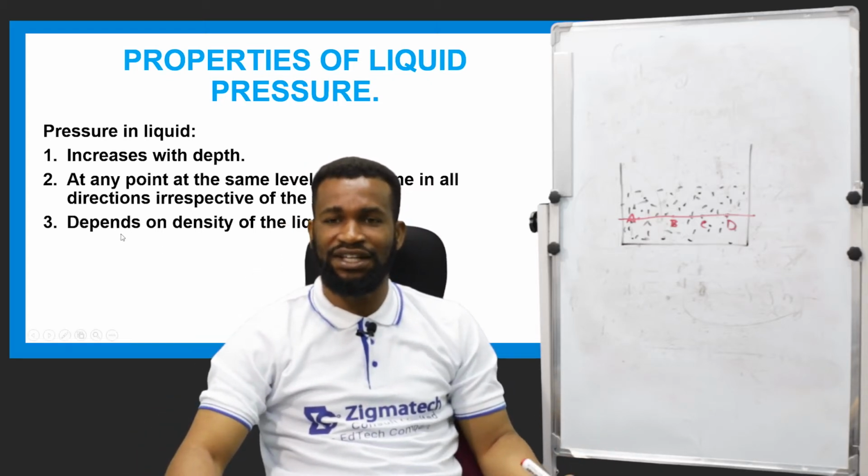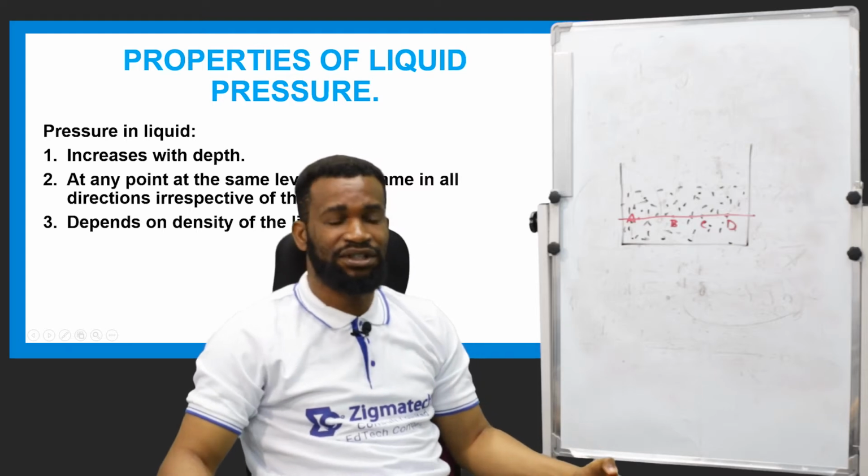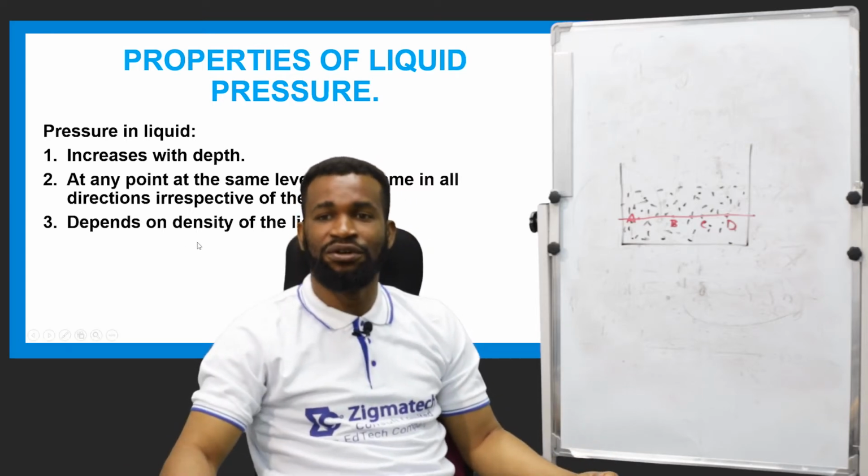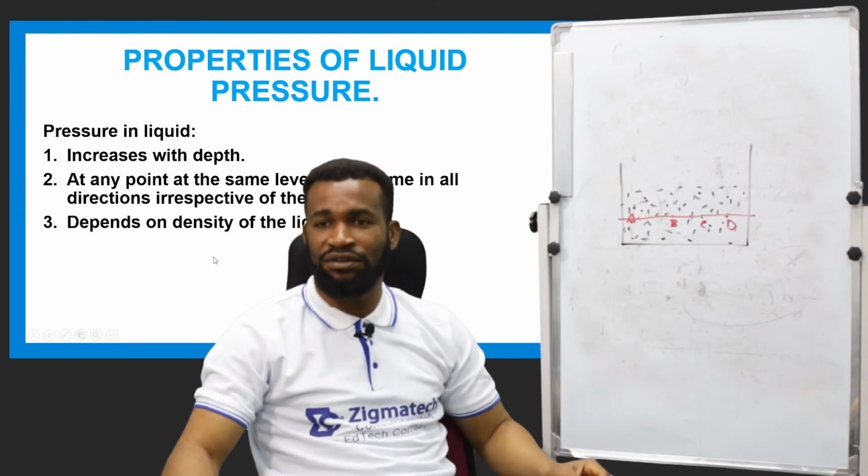And lastly, you say that it depends on the density of the liquid. So the pressure depends on the density. Remember when we studied density? So pressure is a function of density.